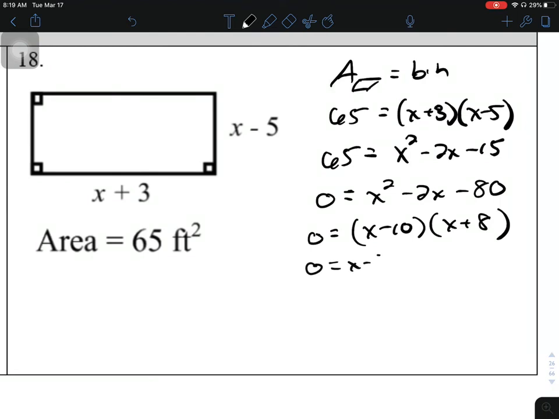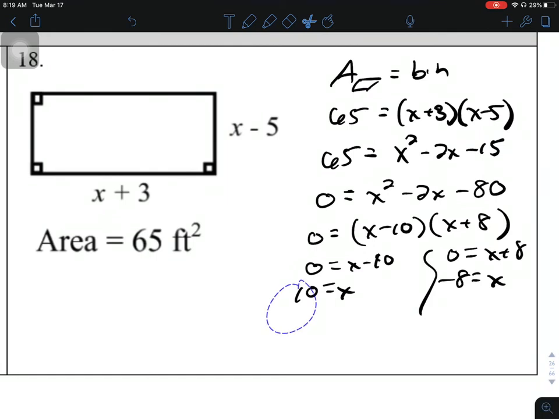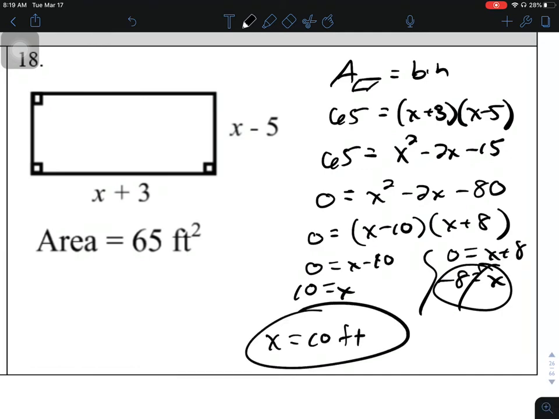Set each factor equal to 0. And we got x could be 10 or it could be negative 8. Don't assume the negative one's the one that's wrong, even though that's the one that's wrong for this one. If I put a 10 in here, 10 minus 5 is 5. 10 plus 3 is 13. That's fine. If I put a negative 8 in here, we get negative 13 and negative 5. That is not fine. This one doesn't make sense. So x is 10 feet.